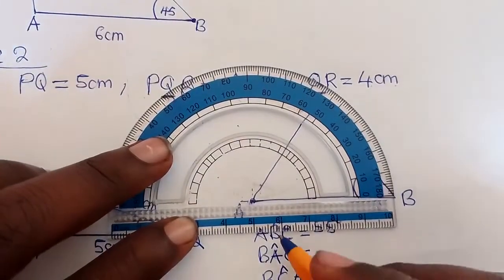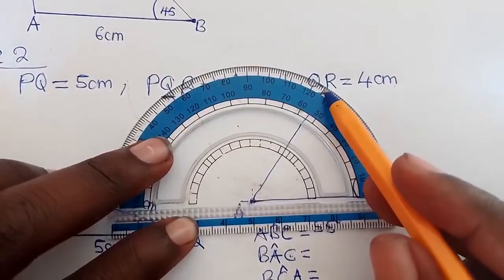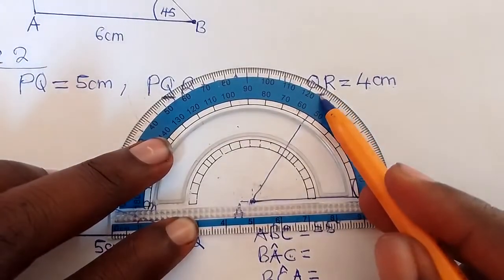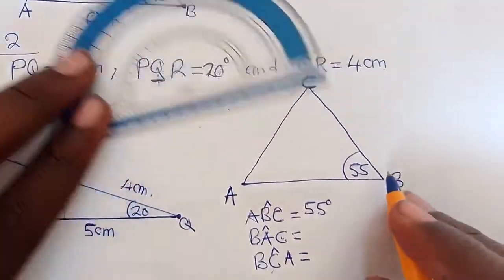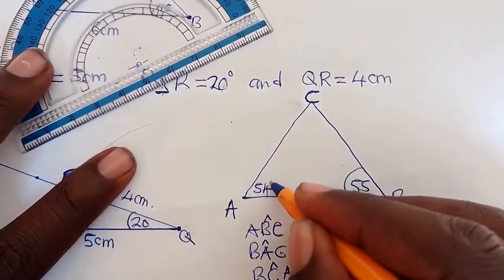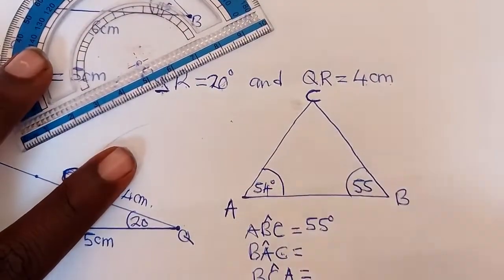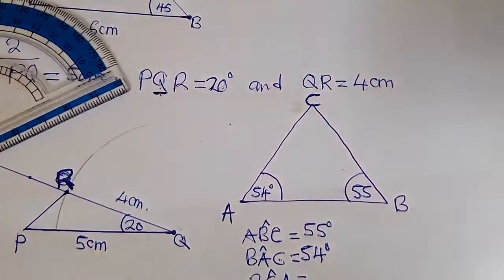So which means, have you seen? 0, 10, 20, 30, 40, 50. Then it is not reaching that point, but it is somewhere at 54. So you say 54 degrees. That is what I've measured.